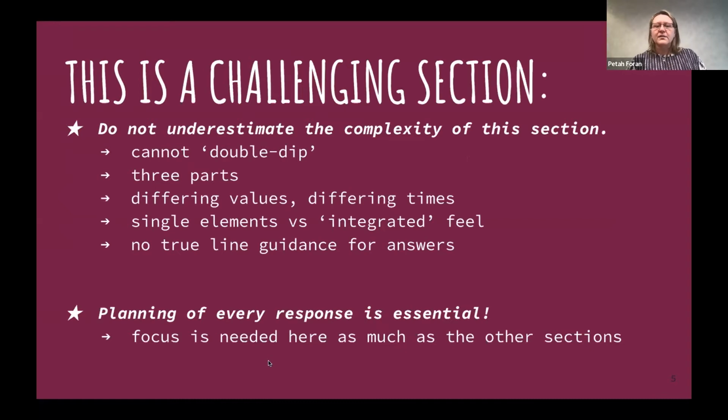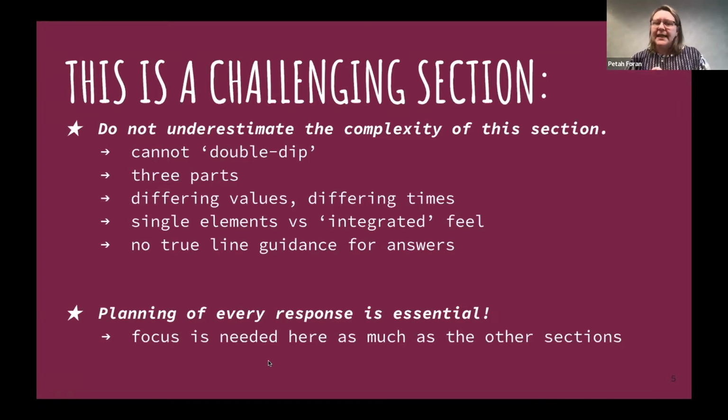There are 3 parts to each of the questions. They have differing values, which means that you need to allocate different time to each of those sections, remembering that overall you have 30 minutes for the whole question. There are some single element questions versus some, and we'll have a look at what I mean by these, that have a bit more of that integrated feel to them of a section 3 question. And there is no true line guidance for answers in your writing booklet.